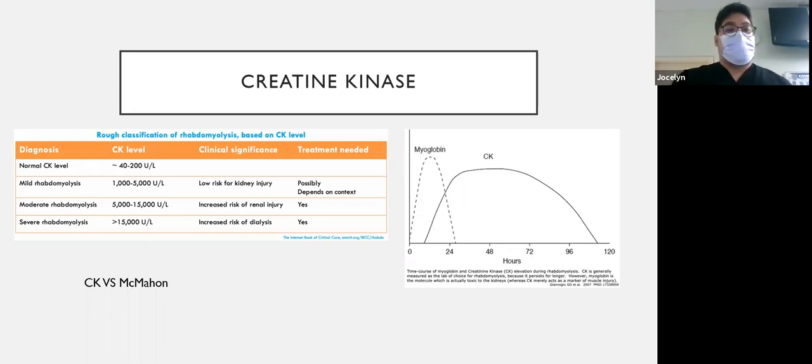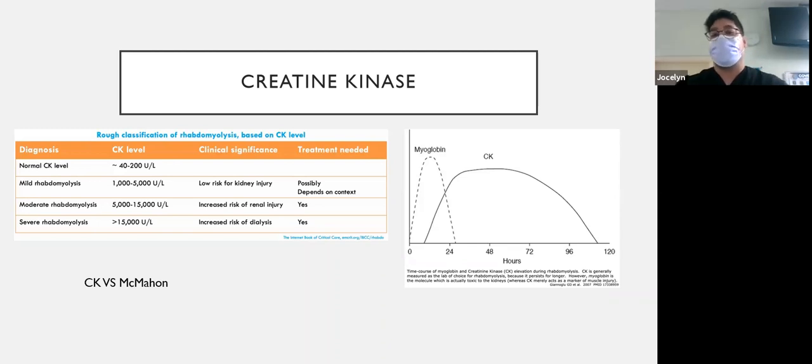As we all know, rhabdomyolysis is one of the complications of skeletal muscle injury. Usually the normal CK level is 40 to 200, mild rhabdomyolysis is 1,000 to 5,000, moderate rhabdomyolysis is 5,000 to 15,000, and subsequently it goes to severe rhabdomyolysis. Why is the CK level very important? Because it predicts whether this patient is having AKI or worsening AKI.